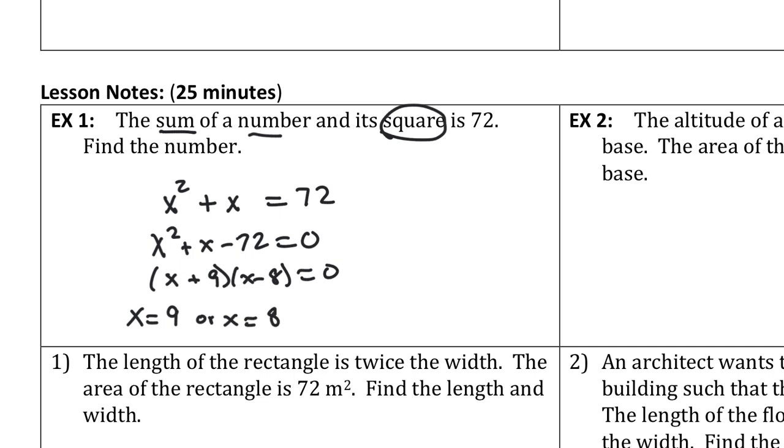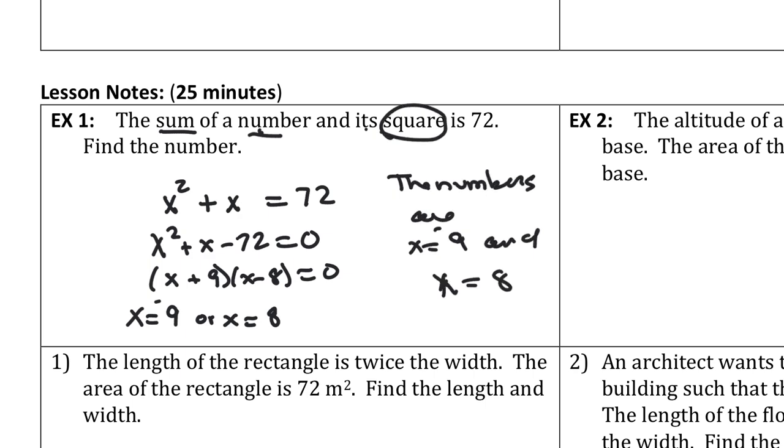But I need to find the sum of the number and its square. So the numbers are x equals negative 9 and x equals 8.